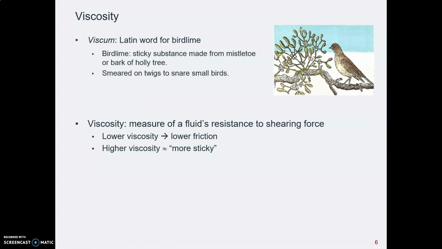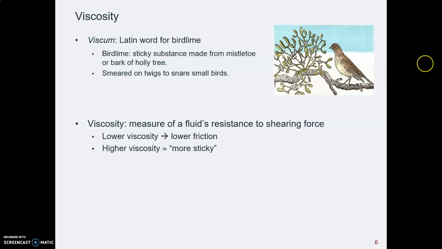This slide is here to help you remember what viscosity means. And it comes from a Latin word for bird lime. And I'm sorry, this is kind of horrible, but this is where it comes from. The ancient Romans would make this bird lime, which is sticky stuff, white sticky stuff. They would make it from mistletoe. This is a picture of mistletoe, or holly tree bark. Boil it up and it would get sticky.